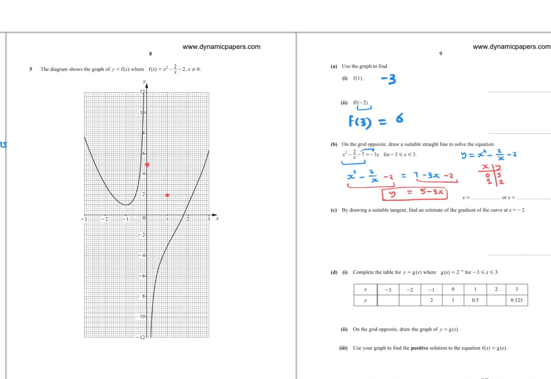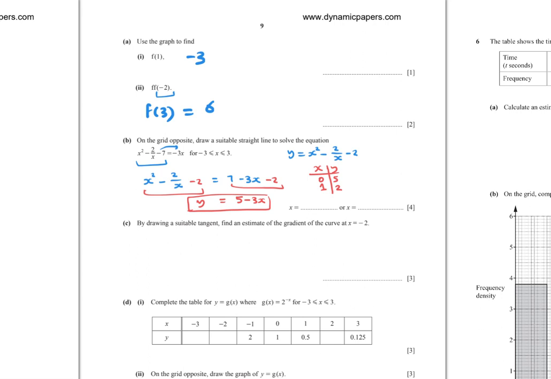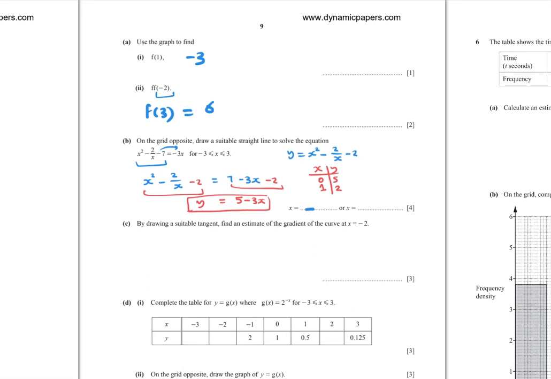This line intersects the curve at 2 points. Find the x coordinates for these 2 points. The x coordinate for the first point is negative 0.2, for the second point 1.7. So negative 0.2 and 1.7.